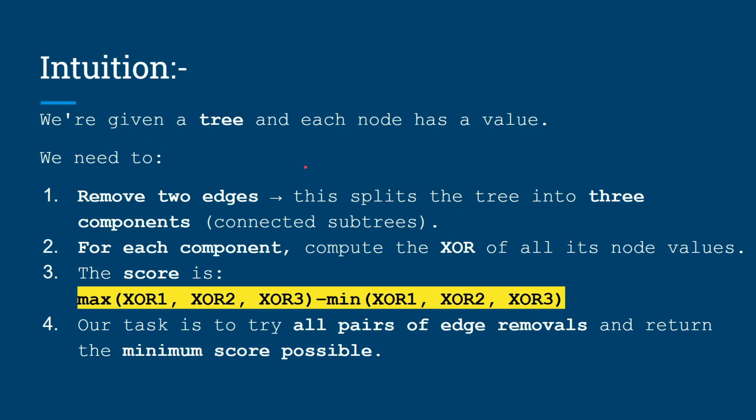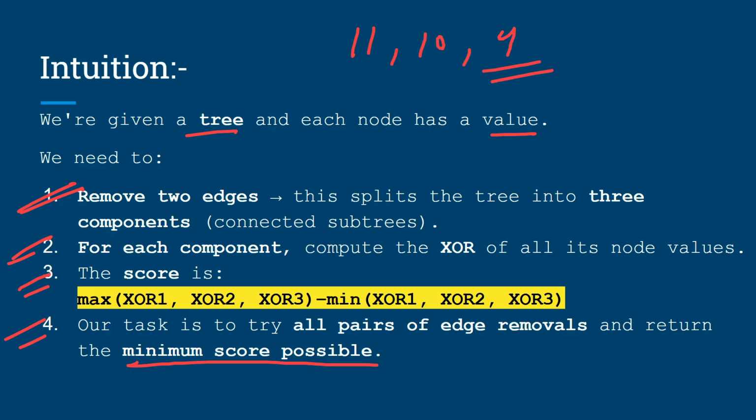If you talk about the intuition, we are given a tree and each node value is given. What we need to do is remove 2 edges and split the tree into 3 components. Then for each component we compute the XOR of all its node values, and the score is computed. Our task is to try all pairs of edge removals. First we get some value like 10, 11, then 9. We have to return the minimum score. Let's suppose we got 11, then 10, then 9, so 9 is the minimum score, and we return 9.